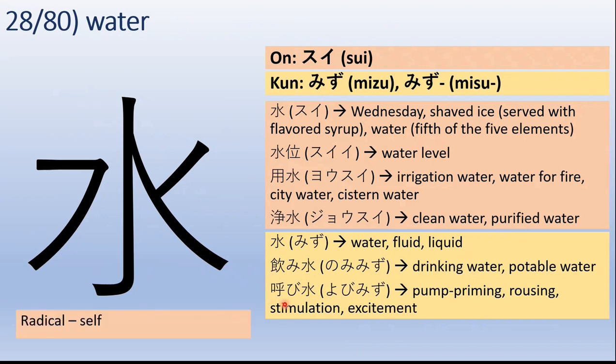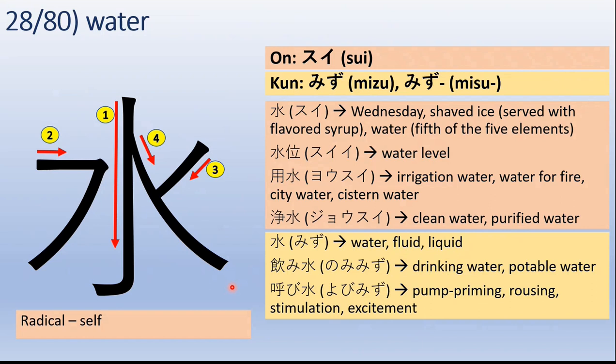So this is a radical in itself, the water radical, and this is the stroke order. The stroke order is a bit tricky. We don't start with the leftmost part, but we start with this vertical part. Then this is the second stroke, and then we have the third stroke, again this one and not this one, and finally the fourth stroke will be this one. So writing this character is a bit complicated, so one has to practice it to be able to write it properly.